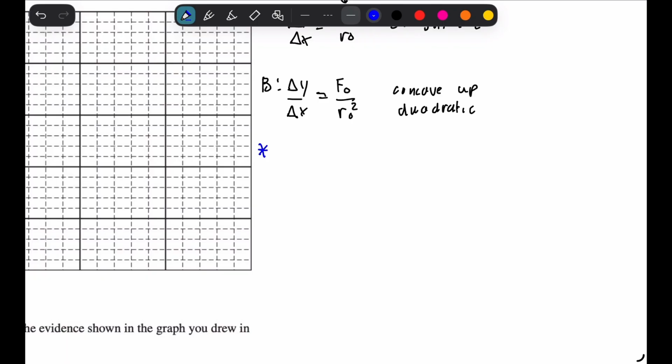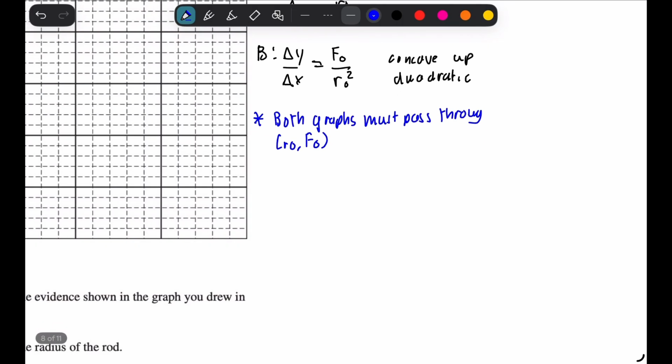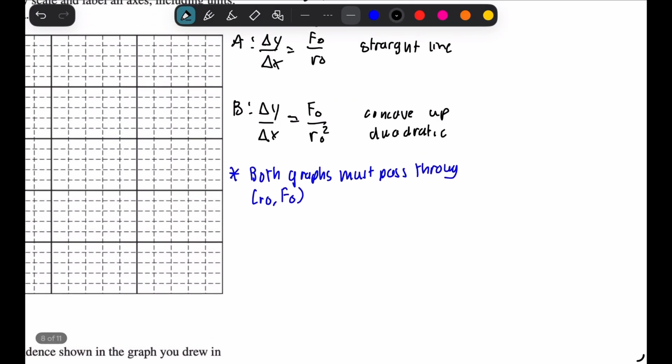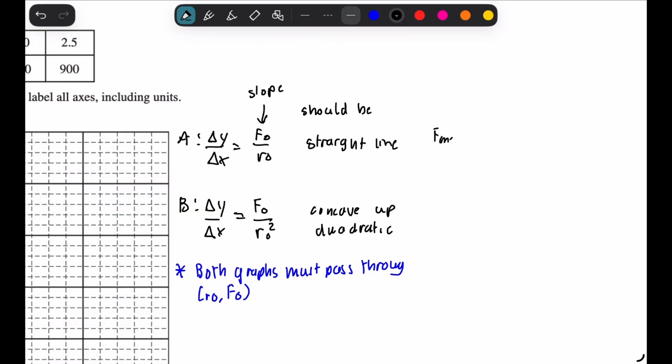So both of our graphs must pass through R initial, F initial. Since for student A we say that F max is proportional to R, therefore F max will be equal to KR.